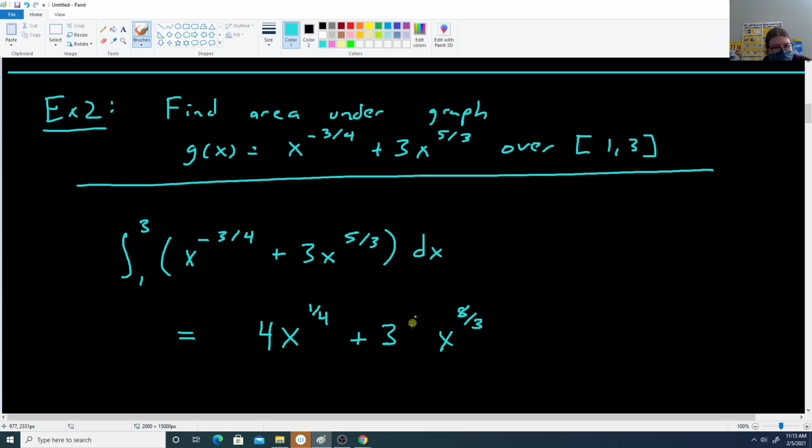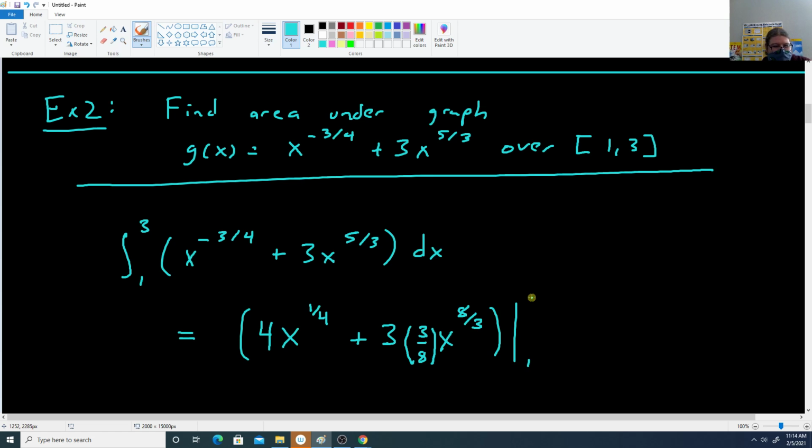When the 8/3 comes down, I only need a 3. The 3 needs to just be left behind. So when the 8/3 comes down, I need something to cancel the 8/3. So I'm going to put a 3/8 down there. So when the 8/3 comes down, it cancels with the 3/8. 8/3 minus 1 is 8/3 minus 3/3, which is x to the 5/3. So the 8/3 and the 3/8 cancel. The 3 is left behind, and the x to the 5/3 is left behind. So this is the antiderivative of that.